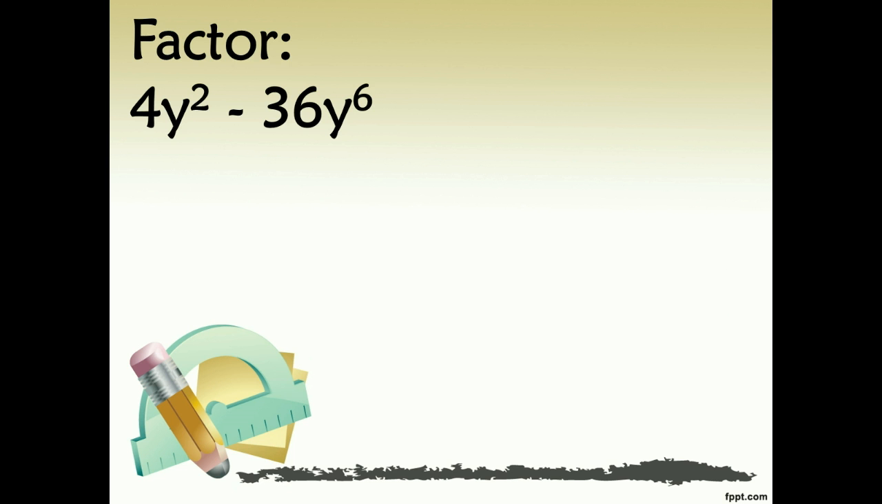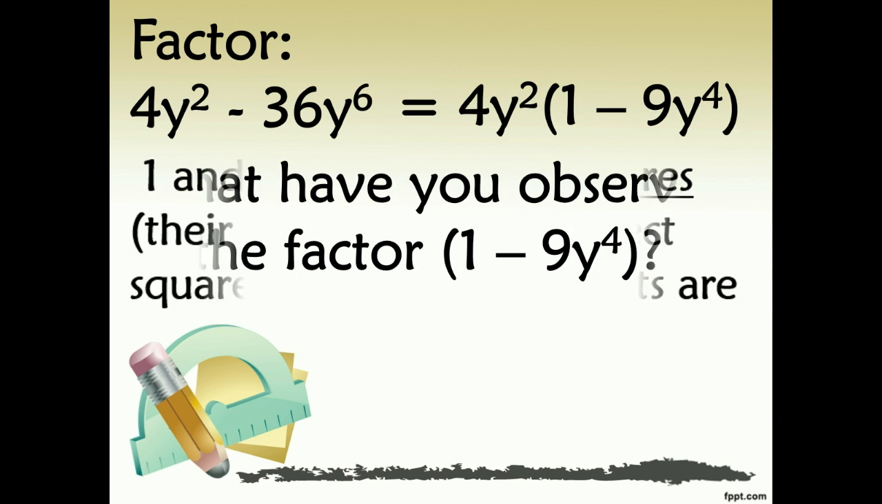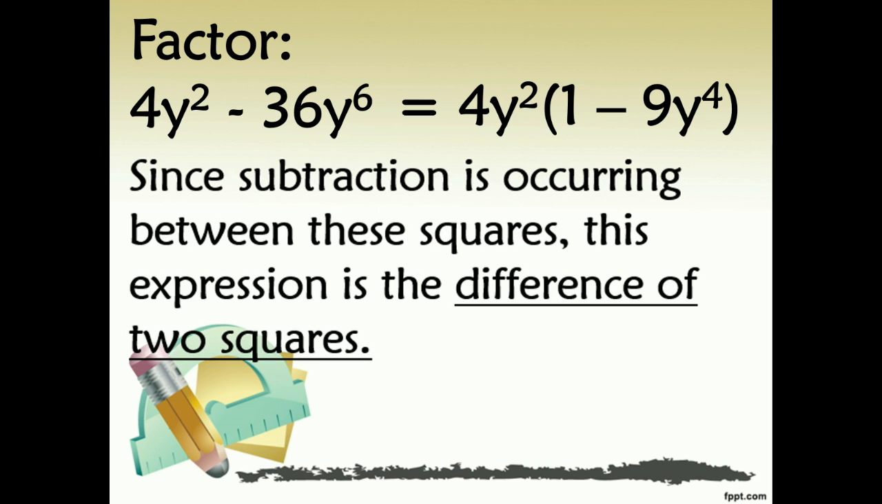Let us have 4y squared minus 36y to the 6th power. What have we observed in the factor 1 minus 9y to the 4th power? 1 and 9y to the 4th power are perfect squares. Their coefficients are perfect squares and their exponents are even numbers. Since subtraction is occurring between these squares, this expression is the difference of two squares.